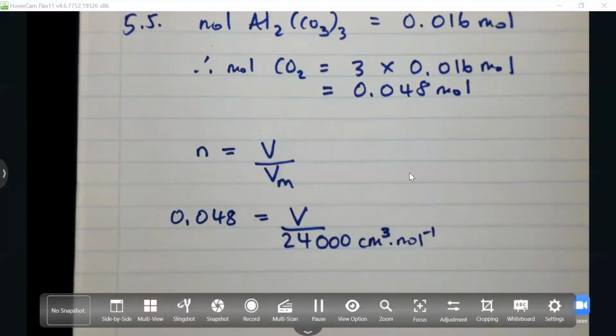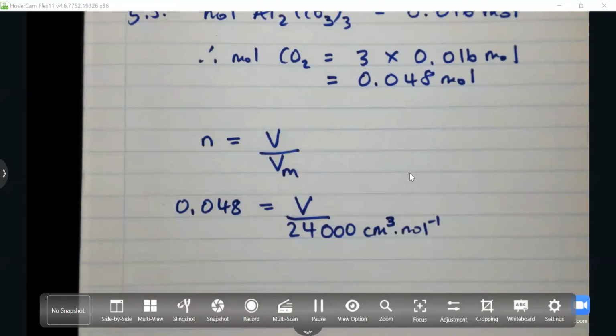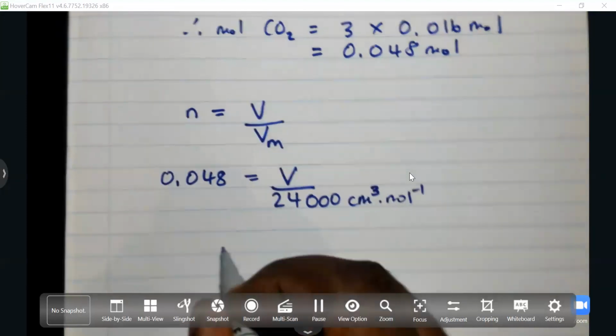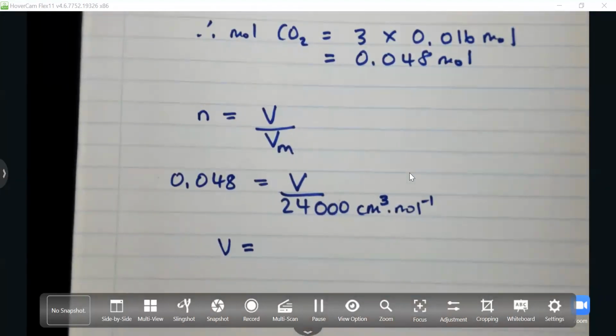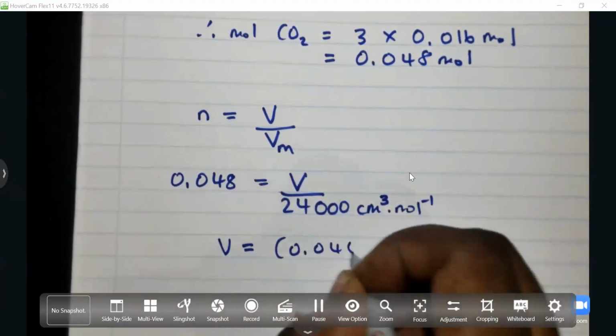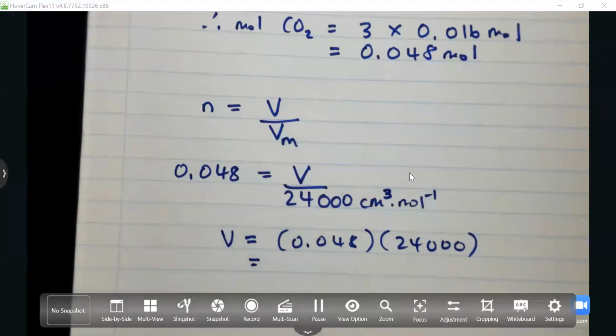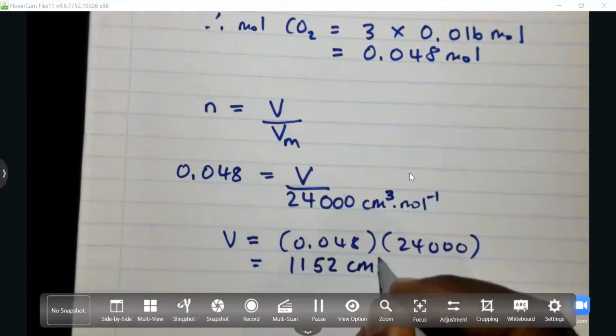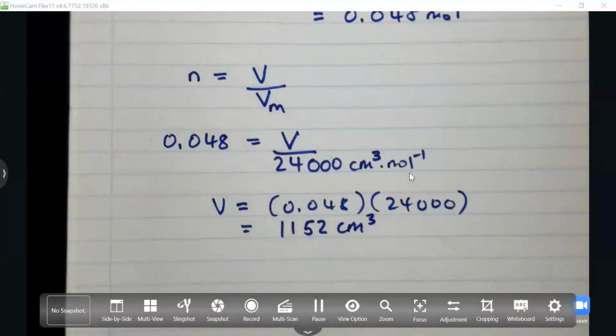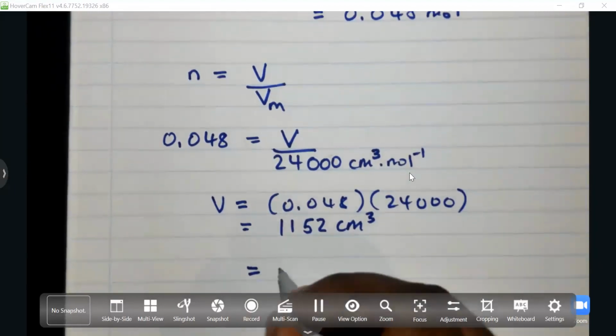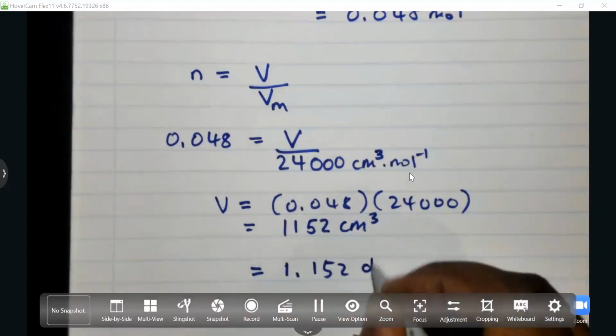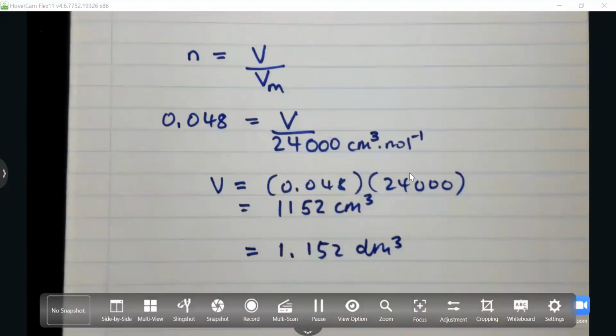remember, we work so much when it comes to concentrations and volumes. We work so much with dm cubed. You might be tempted to give your answer in dm cubed, right? So it's one of those ways that they try to trick you. Okay, then we solve for V. Okay, so I get a volume of 1,152 cm cubed. And if you're feeling extra special or feeling extra happy, you can convert this to dm cubed, because it is 1.152 dm cubed, okay? But it does not matter.